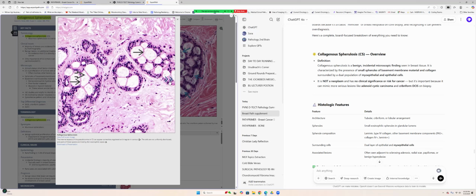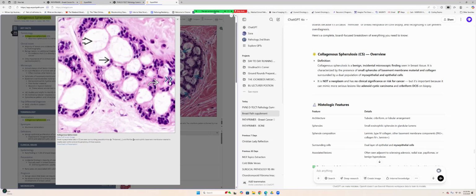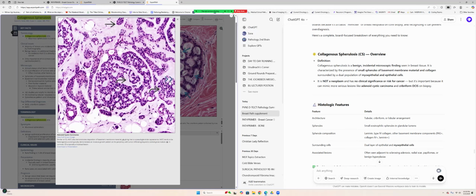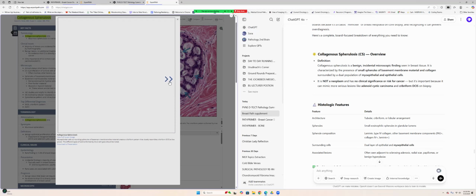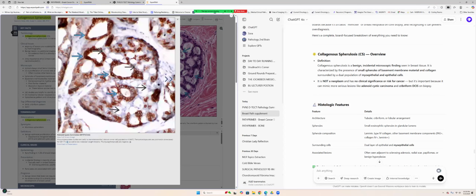Hello? Okay, are you there? Yeah. I've been trying to see how to differentiate between collagenous spherulosis, DCIS, and adenoid cystic carcinoma. I think I've seen enough. It's not easy, but at least I picked up some clues.